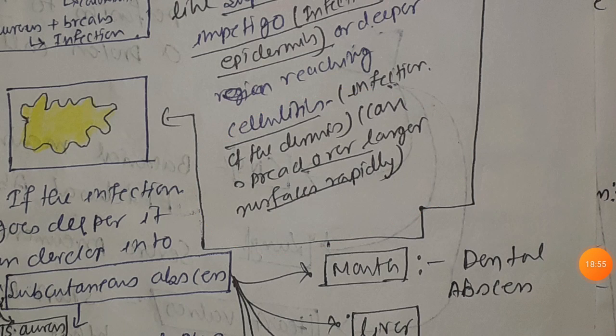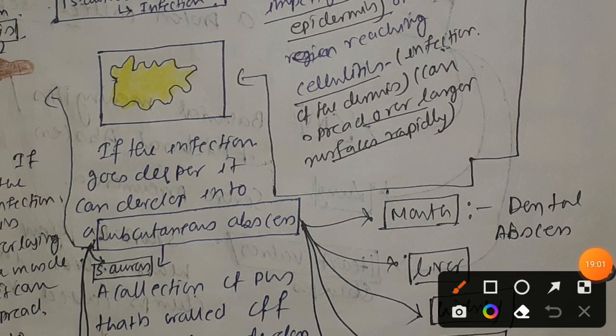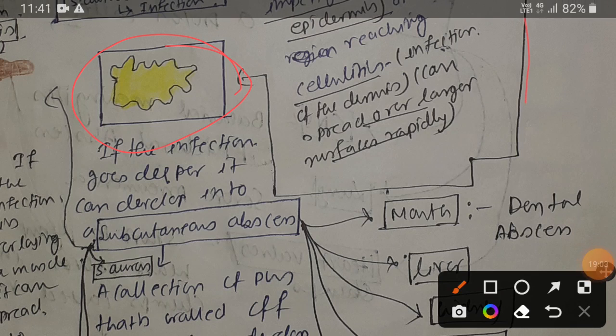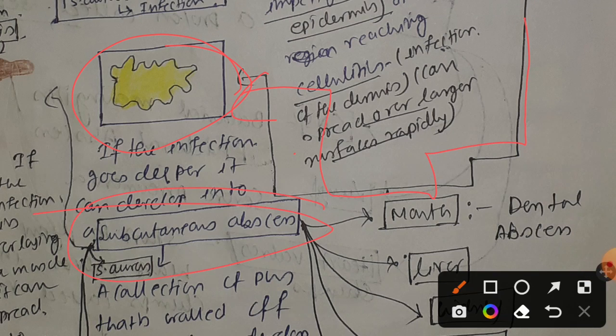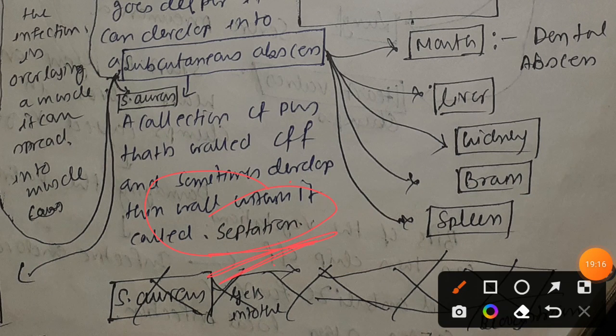Okay, and it can spread over larger surfaces rapidly. So now after that, if the infection goes deeper, it can develop into a subcutaneous abscess, which is a collection of pus that is walled up or sometimes develops thin walls within it, a process called septation. Now this abscess can also occur in the mouth, causing dental abscess, and in the liver, kidney, brain and spleen.